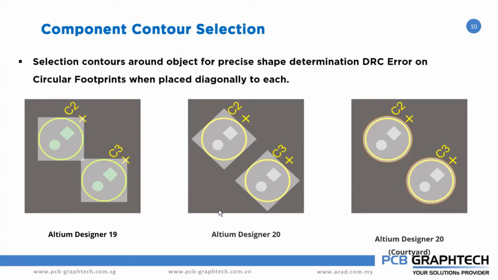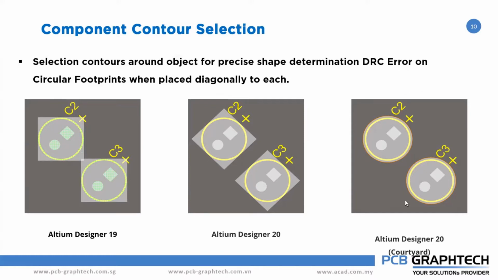Then in the earlier version 20, we had an advantage: we started rotating the bounding box along with the component at any angle, so that we can minimize the violations when you do the online DRC or the batch DRC.